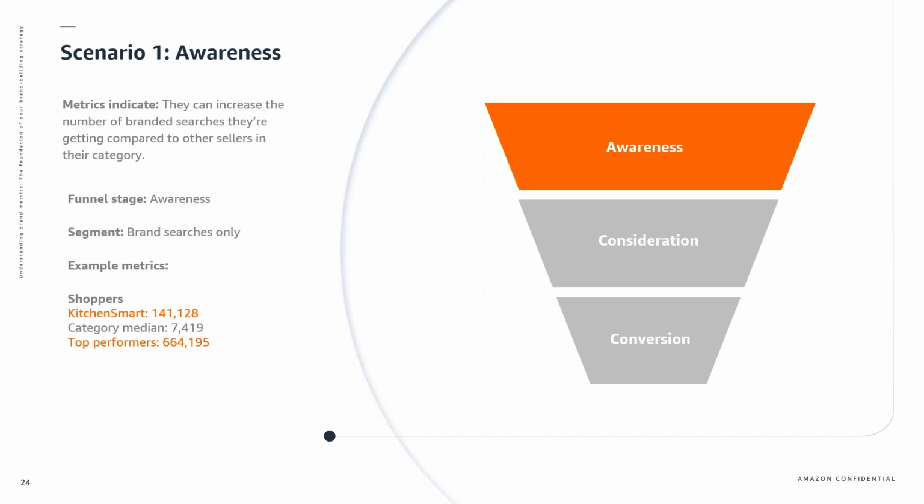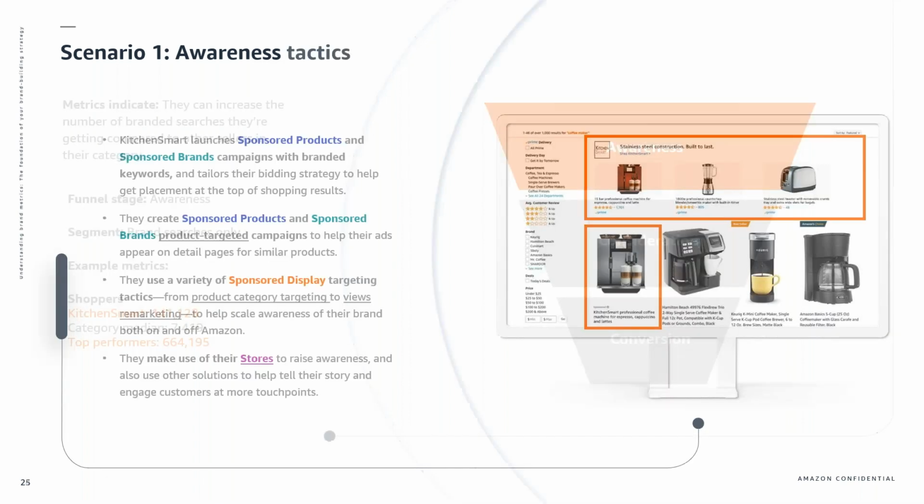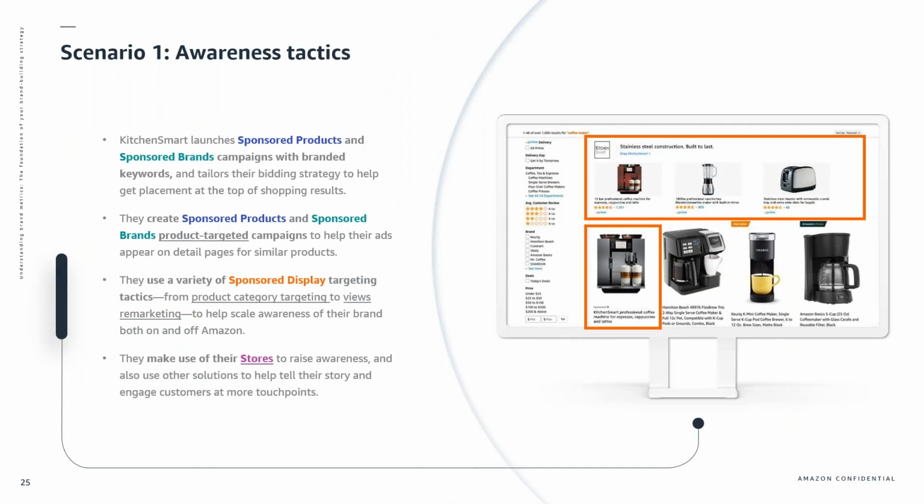How to see? You can see on search query performance in brand analytics whether someone is, for example, searching for Kitchen Smart, or searching more towards other brands. We can find that out on search query performance in brand analytics. And then in terms of tactics, okay, how do I increase my branded searches? I want more and more people to search for the Kitchen Smart brand.